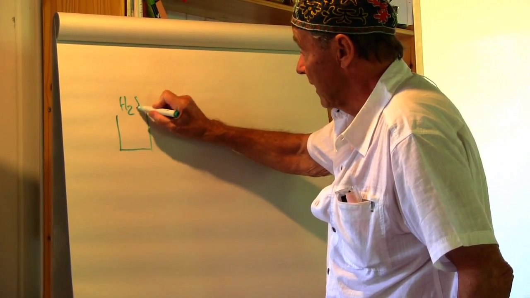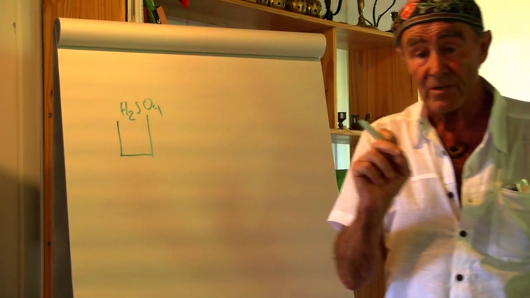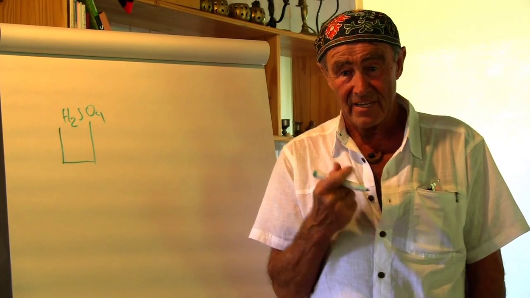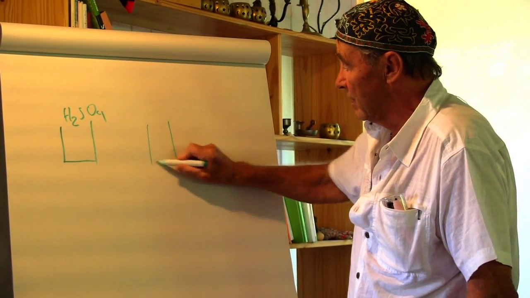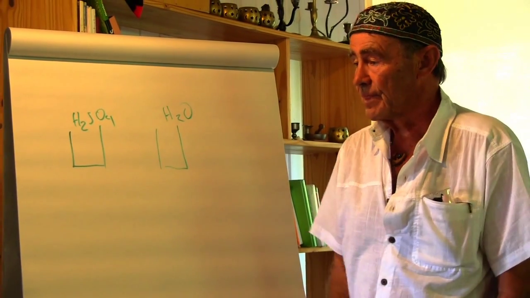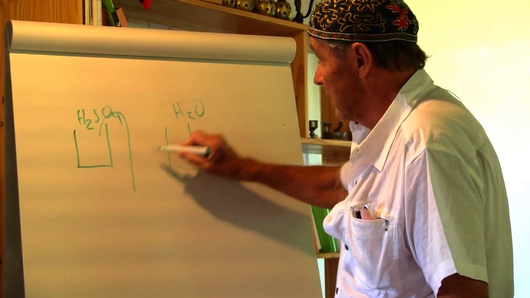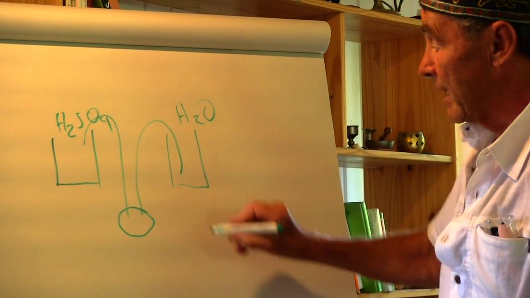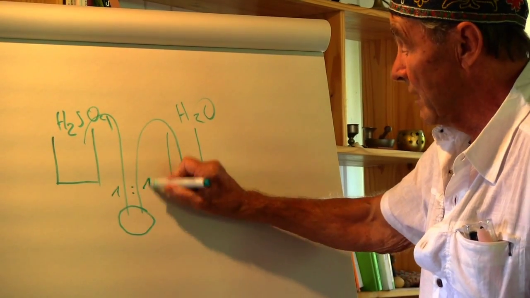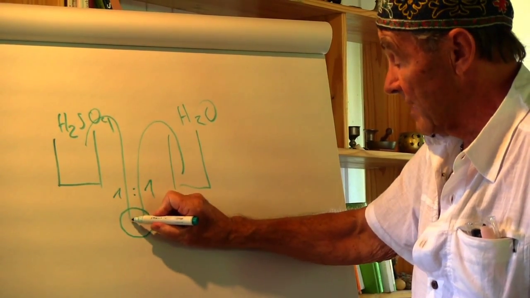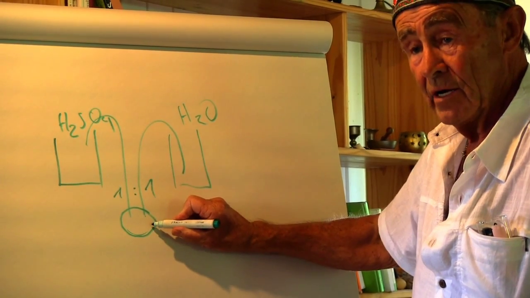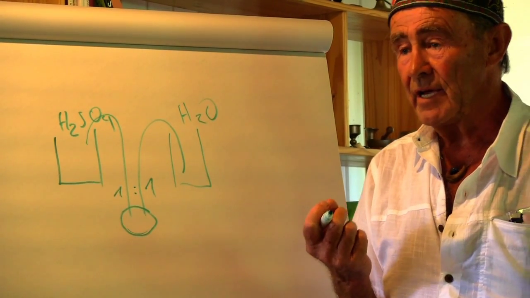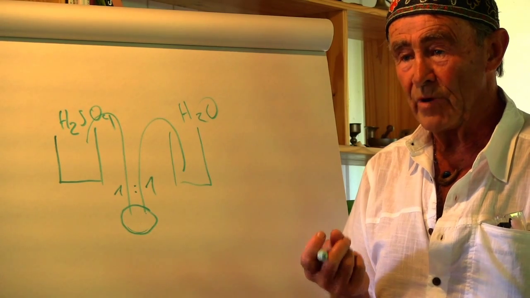Here we have sulfuric acid, which costs nearly nothing, by the way, because it's one of the cheapest chemical liquids existing. Here you have H2O, water. Here we have what we call a reactor. We pump in the proportion 1:1 sulfuric acid and water in a closed container where it reacts. It's creating intensive heat. It's creating heat up to 220 degrees centigrade.